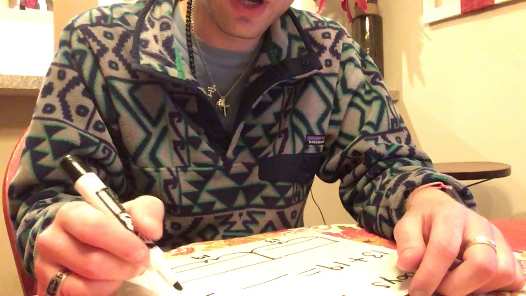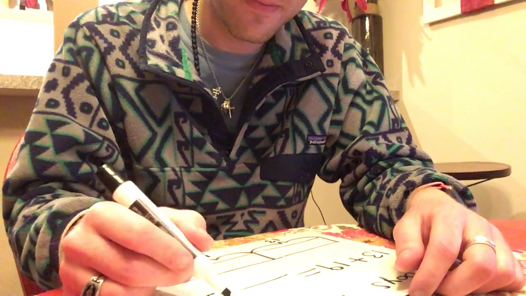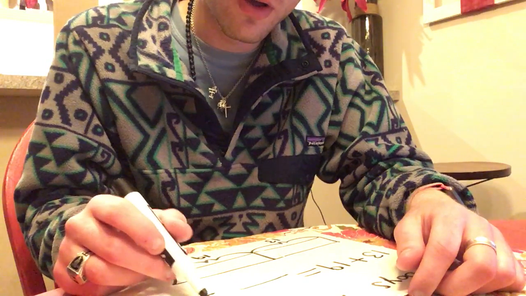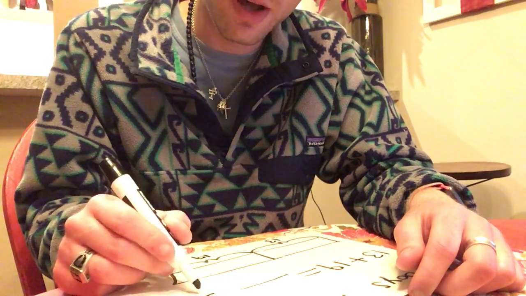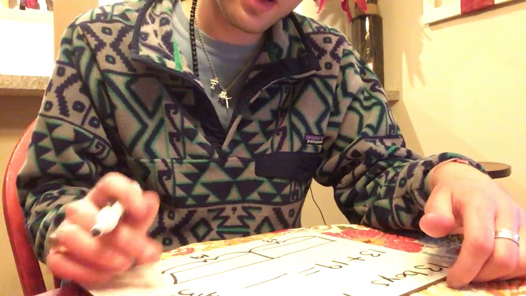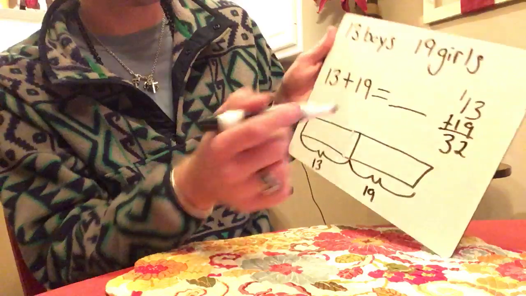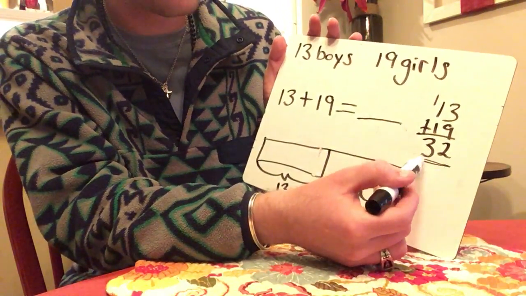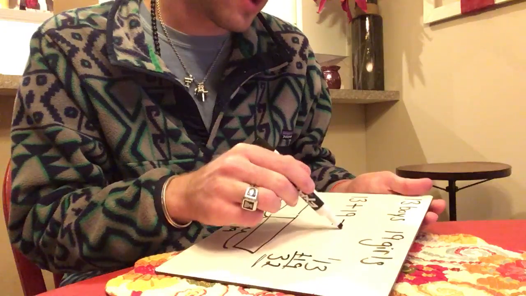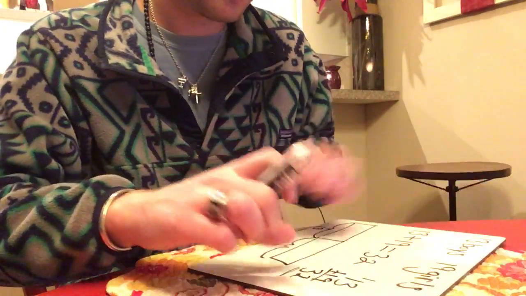So 9 plus 3 is 12. We need to carry our 1. And then we have 1 plus 1 plus another 1, which is going to be 3. So according to this, the total number of students in Miss Apple's class is 32. So we're going to erase our line and go ahead and write 32 right there.